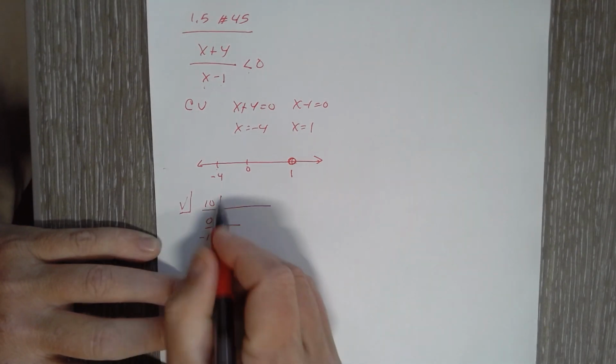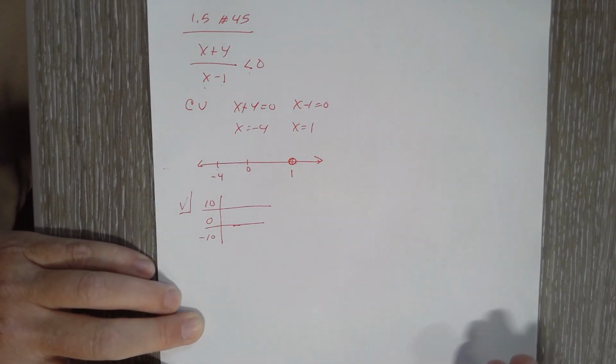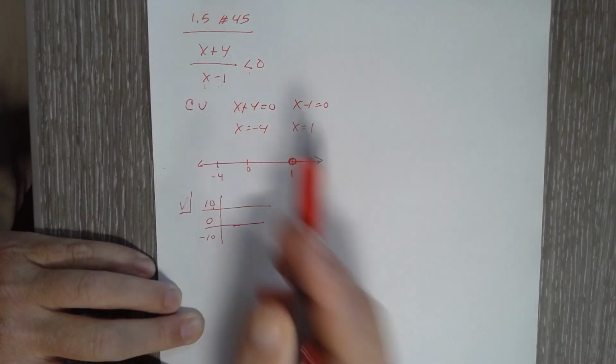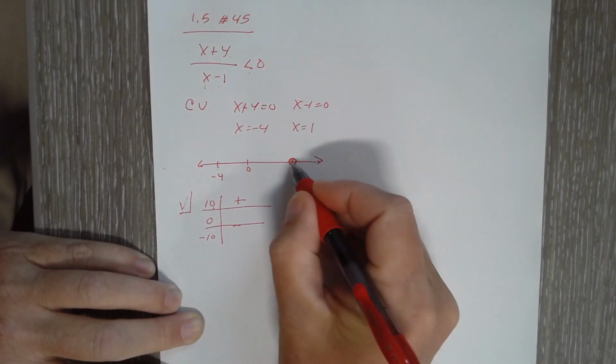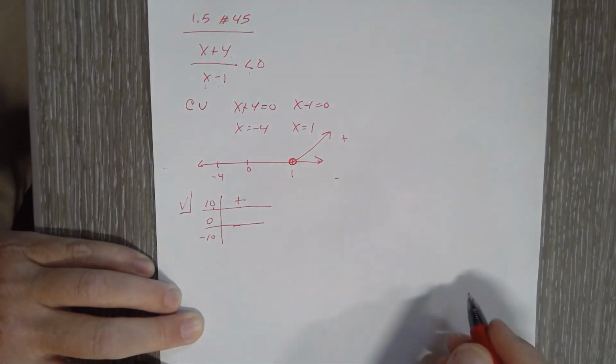Now it doesn't matter which value you check, because I don't care what the value of the number is, only if it's positive or negative. When I put 10 in, I get 14 over 9, which is positive. What that tells me is the graph on this side goes up. It's in a positive value, because remember positive is up and negative is down on the y-axis.